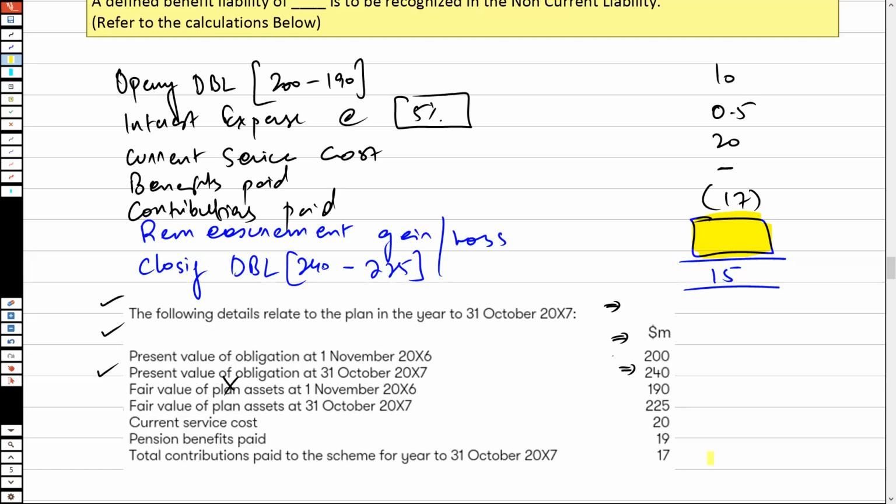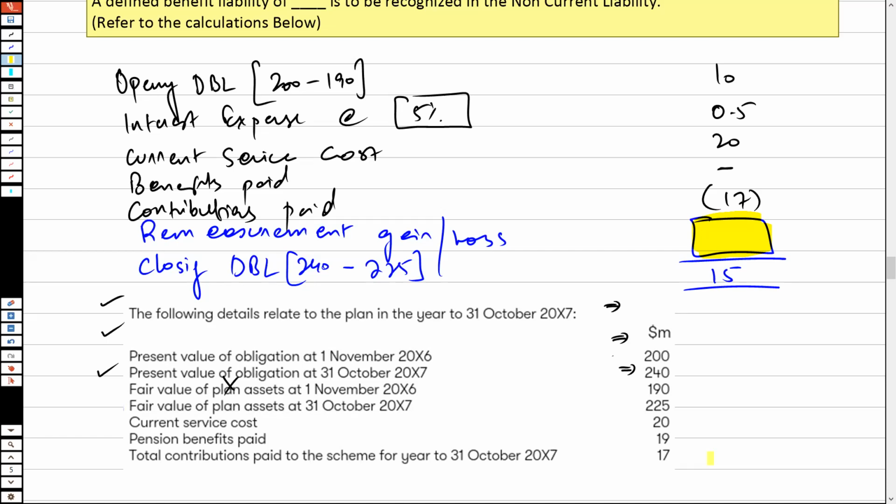Okay, so basically the closing defined benefit liability is there. And now what happens is that we need to have the balancing figure. What is it? Now, what is the balancing figure going to be? Let's just try to see that. The balancing figure is actually the remeasurement gain or loss.